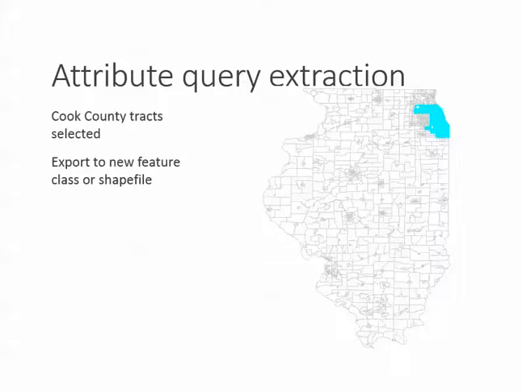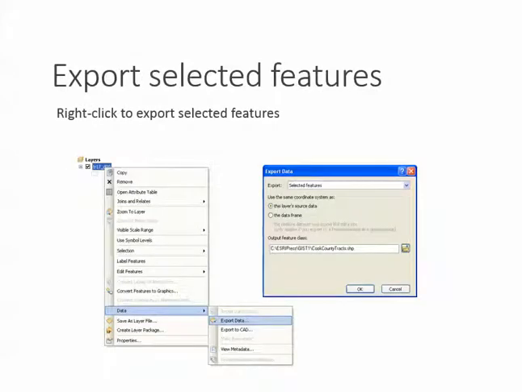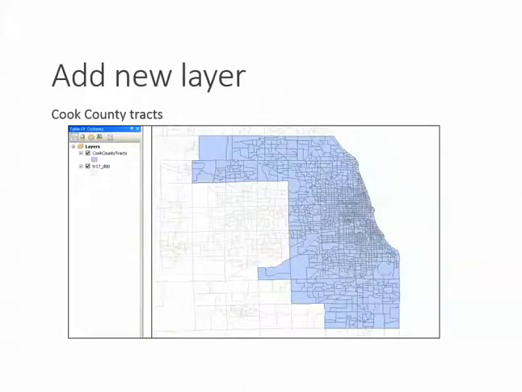Using the select by attribute, we highlighted all of those, and by right-clicking and exporting that into a geodatabase, you created a new shapefile that represents just the Cook County census tracts. Attribute extraction is a basic geoprocessing function that you should be very well versed in.